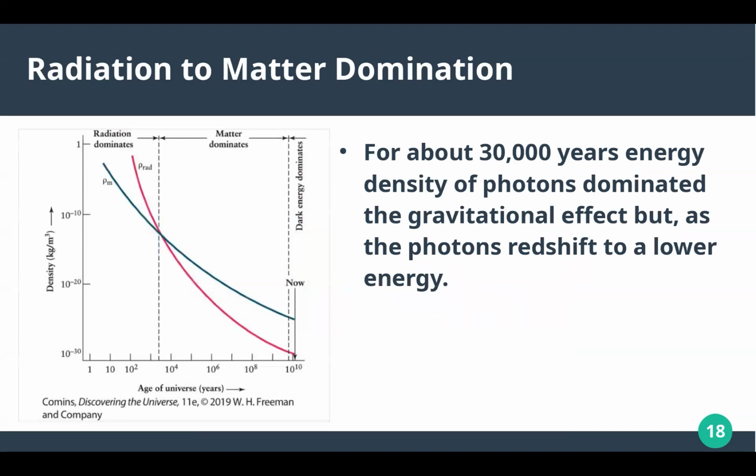For about 30,000 years, the energy density of photons dominated the gravitational effect, but as the photons redshifted to lower energies, they accounted for less of the energy density of the universe, whereas the matter energy density was also going down, but at a lower rate. So at this crossover, we went from radiation or energy-dominated gravity and an energy-dominated universe to a matter-dominated universe.